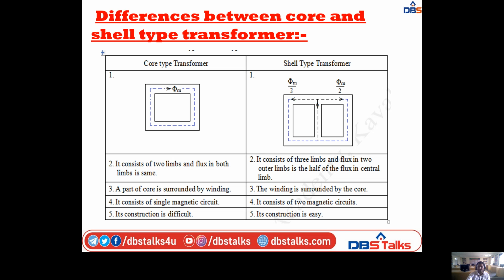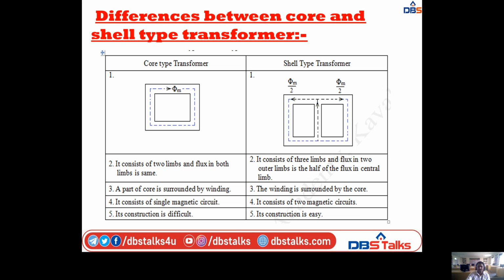The second one is that the core type transformer consists of two limbs and the flux in both limbs is the same, but the shell type consists of three limbs. So 1, 2, 3. It consists of three limbs, and the flux in the two outer limbs is half of the flux in the central limb.